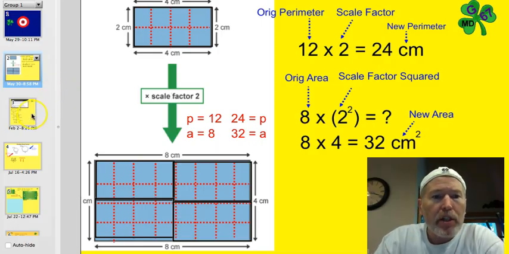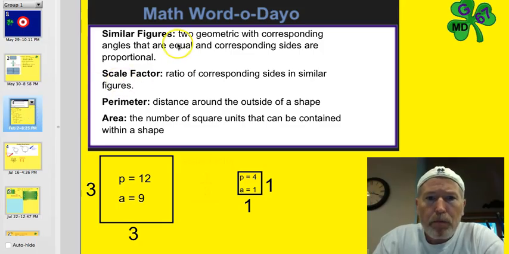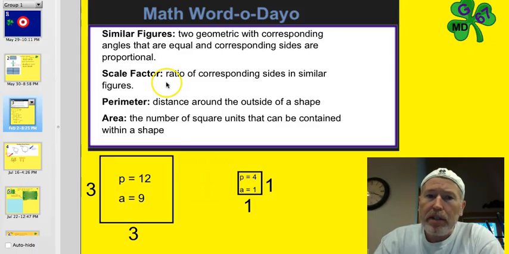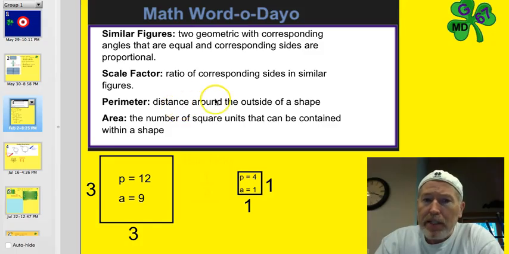All right, let's take a look at some of the must-know words for tonight. First of all, similar figures. These are two geometric shapes with corresponding angles that are equal and corresponding sides that are proportional. We've been over these things. Scale factor, that's the ratio of corresponding sides in similar figures. The perimeter, that's the distance around the outside of the shape. And the area, of course, is the number of square units that can be contained within a shape.